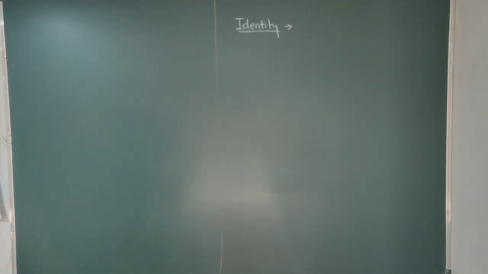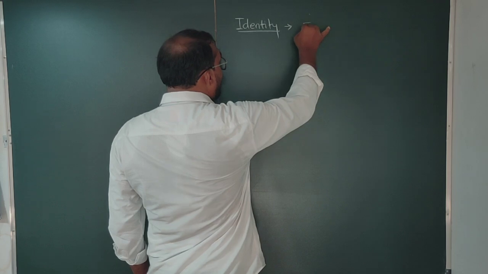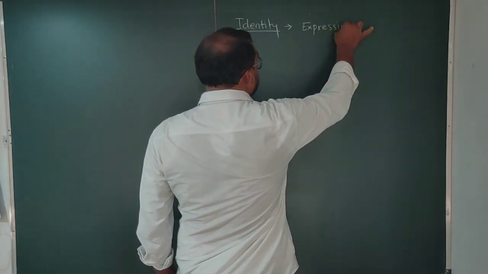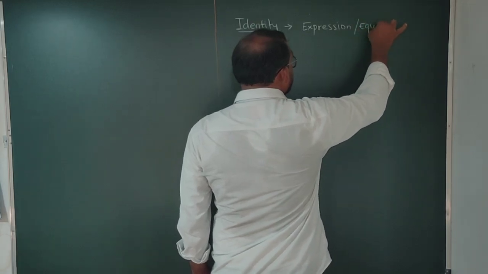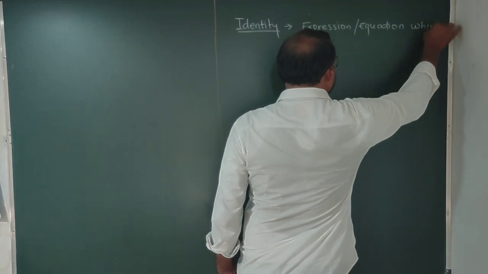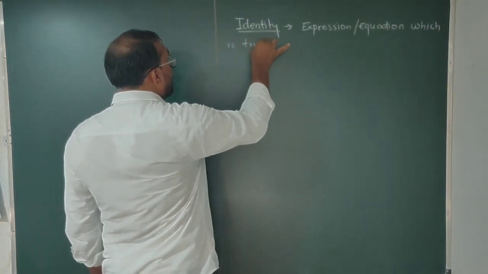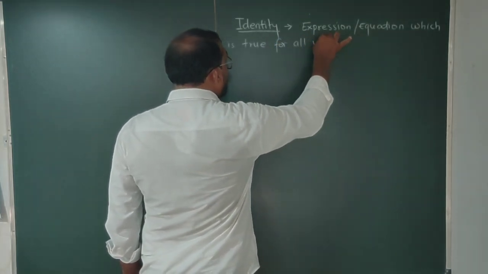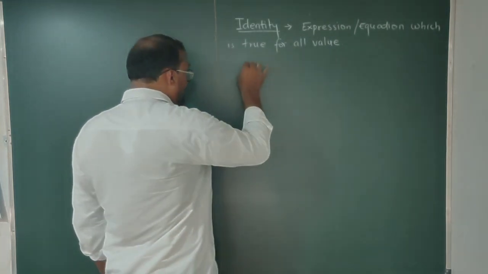One important thing that I'd like to discuss is the identity. What is the identity? It is basically an expression or equation which is true for all values. You have seen some examples regarding this. If you don't remember, let me give you the example.